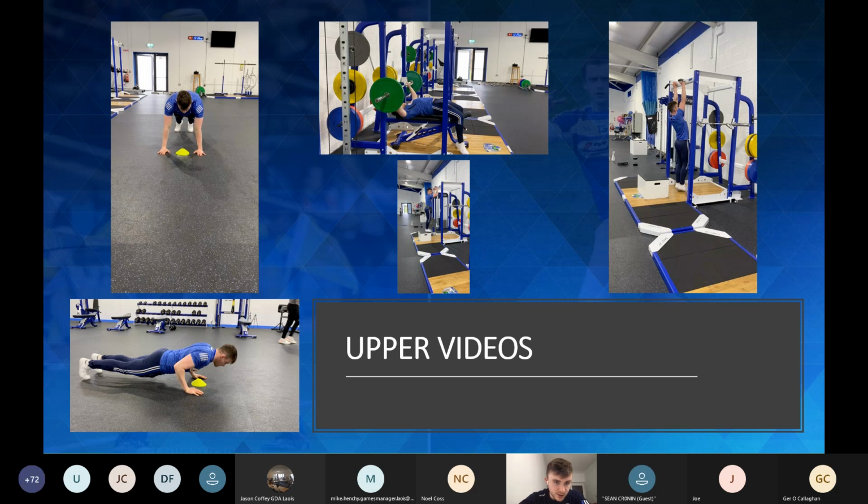So bench test there, and chins as well. Very important when we're doing our chins that we're getting that full range of motion again. So ensuring that the athlete's chest is going to the bar, and also when they get to the bottom, that they're starting with their elbows fully locked out each time. Otherwise, it's not a true representation.